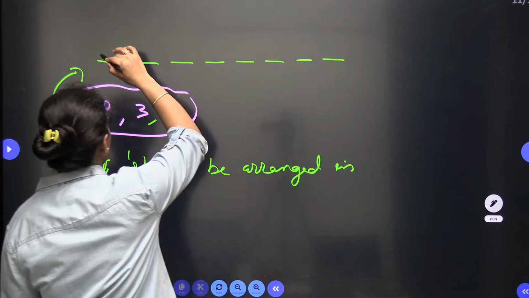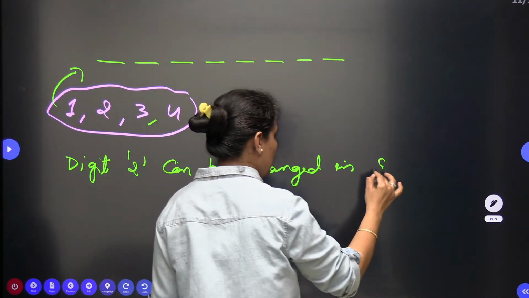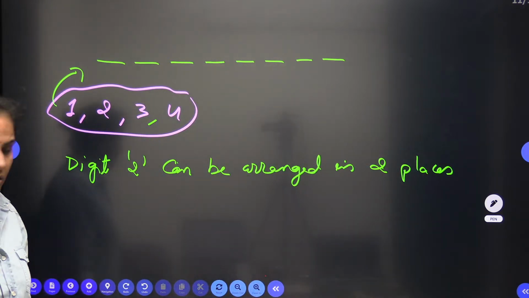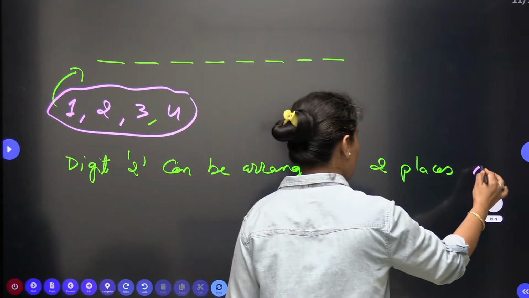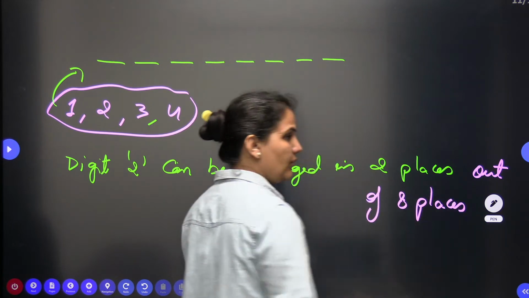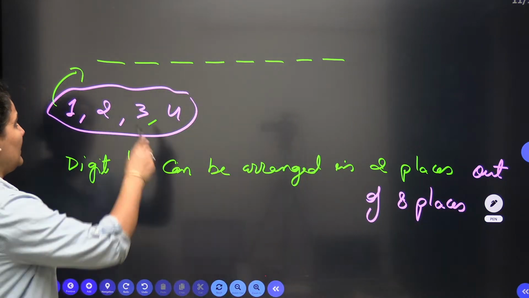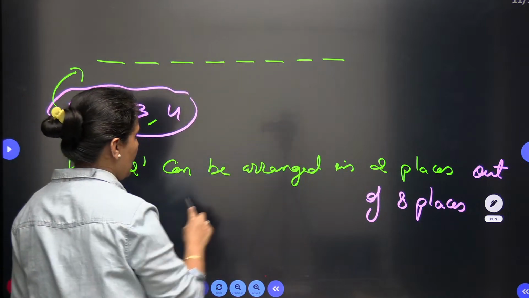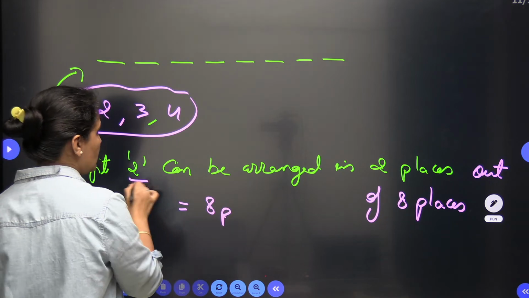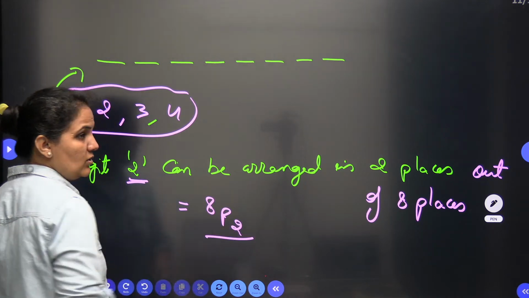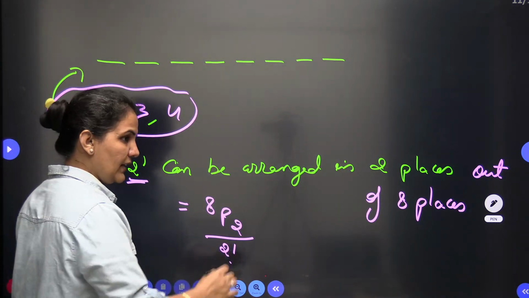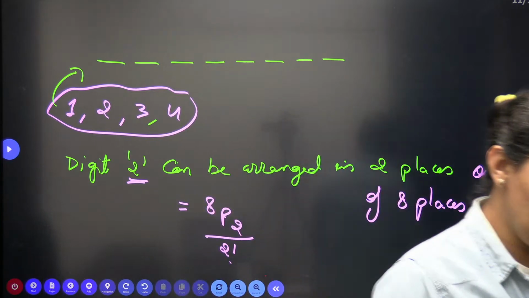Here it can be any among these 8, 2 places among the available 8 places, right? So we are having 1 2 3 4 5 6 7 8. Out of these 8 I can arrange these 2 digits anywhere. So 8p2 divided by 2 factorial, because the 2 is repeating itself.